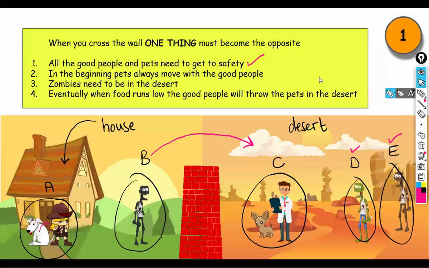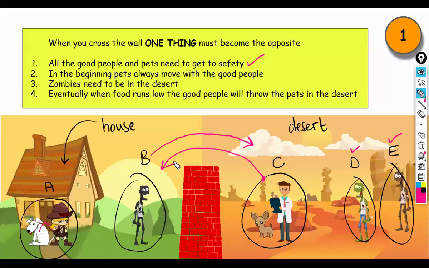Is person C or item C on the correct side? No. Person C is a regular person and he belongs on the side of the house. Now, if we take C and throw him across, he will become the opposite.